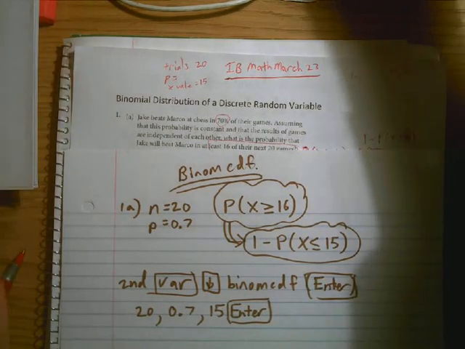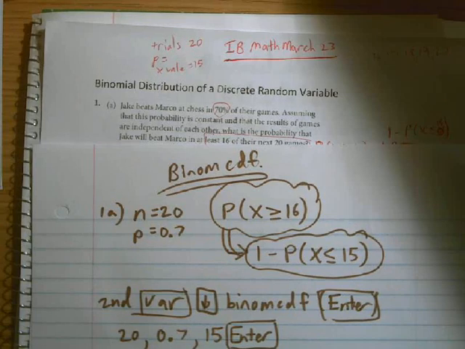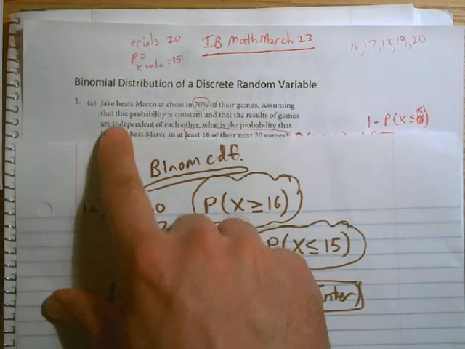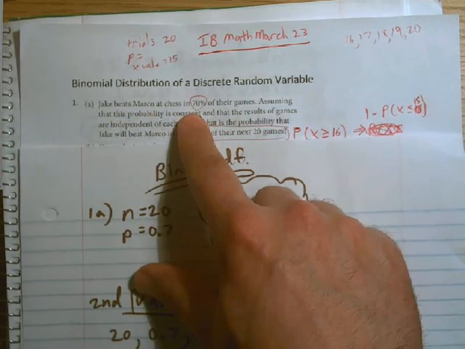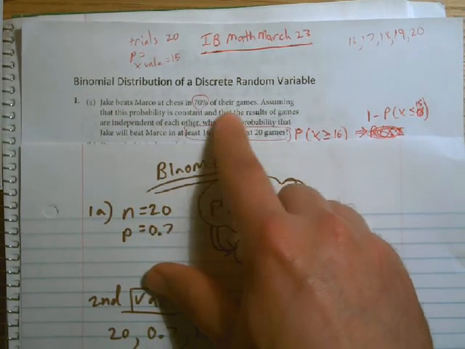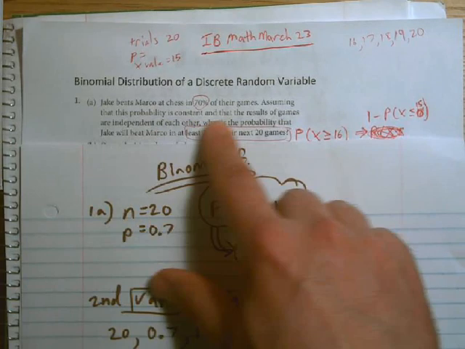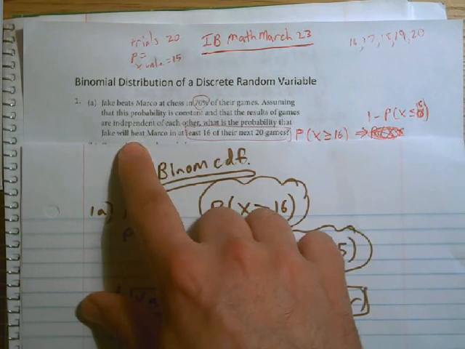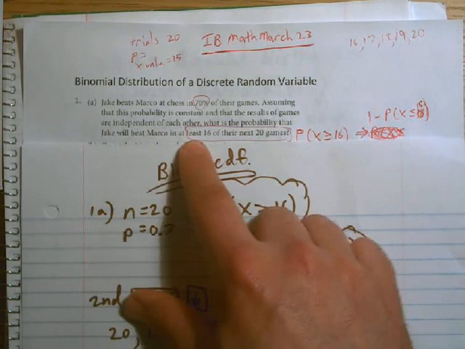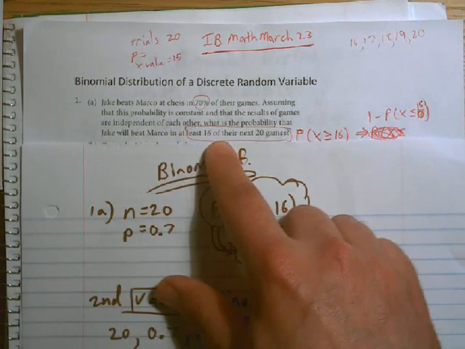Okay, Math SL students, here is how you do this first homework problem. Jake beats Marcos at chess 70% of the time, assuming the probability is constant and the games are independent. What is the probability that Jake will beat Marcos in at least 16 of the 20 games?